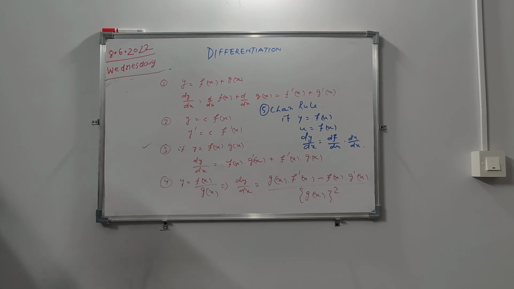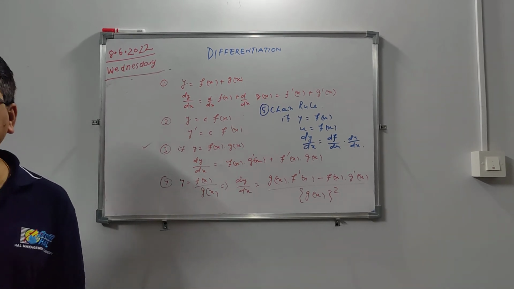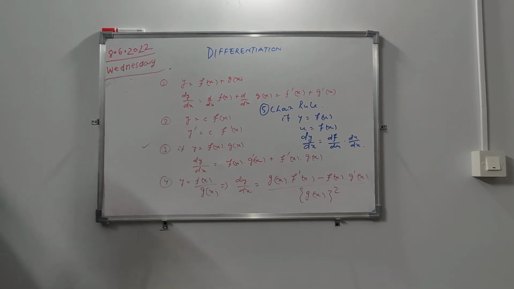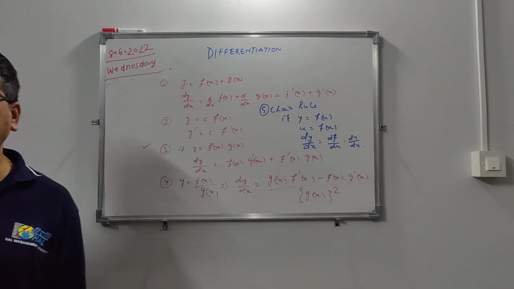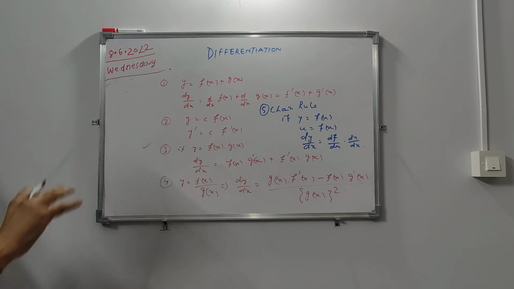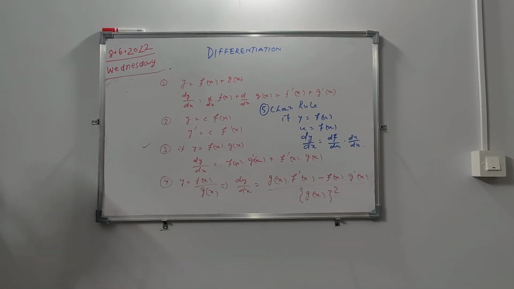So these are some of the important things we need in differentiation. We need to remember all these rules to do any differentiation which is not straightforward: when it is a division, when it is a multiplication, when it is addition, what rule do they follow.